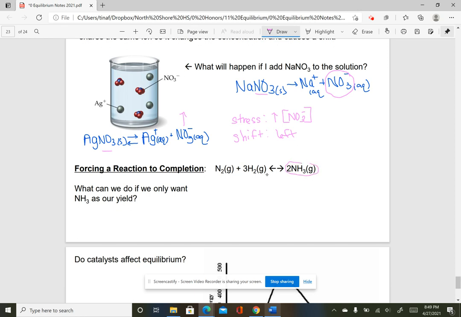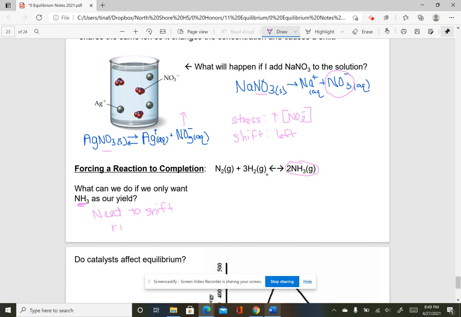So let's say we want to only have ammonia as our yield. We just want to make a whole bunch of ammonia. We don't want this to be in equilibrium and ammonia turning back into nitrogen and hydrogen. So if you want to make ammonia, which way do we want the reaction to be going? Which direction is going to make more ammonia? Going to the right. So this is basically asking us how to shift right.